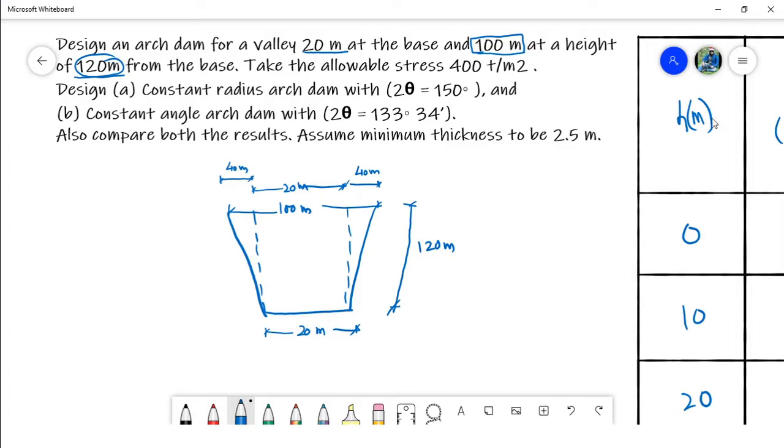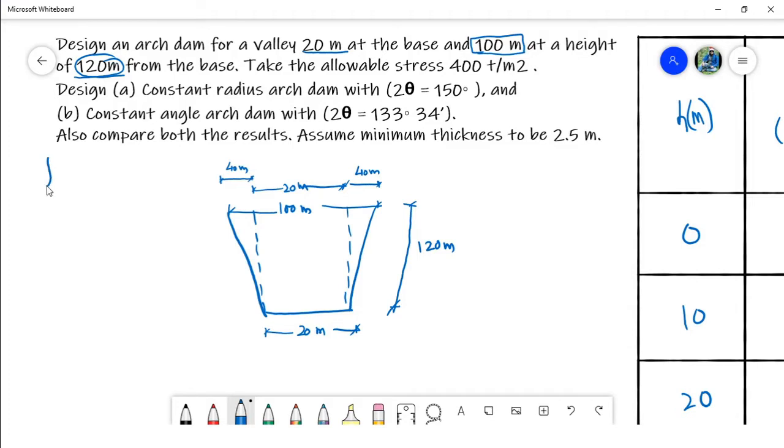Now in this question we have to design a constant radius arch dam with the central angle of 150 degree, and also we will be designing a constant angle arch dam with the central angle of 133 degree 34 minutes. In this we have to assume the allowable stress to be 400 tons per meter square and minimum thickness to be 2.5 meter. So now let us begin this problem.